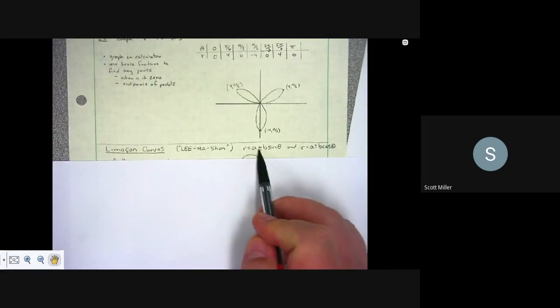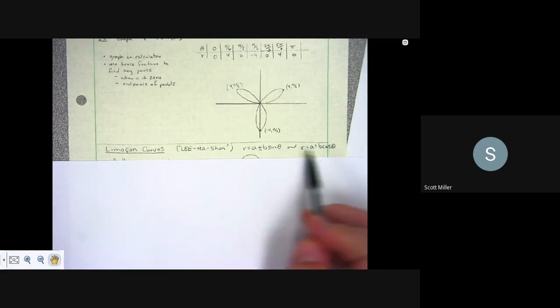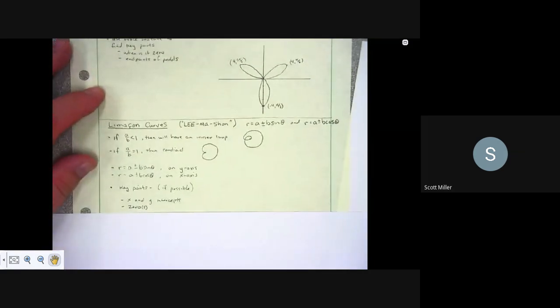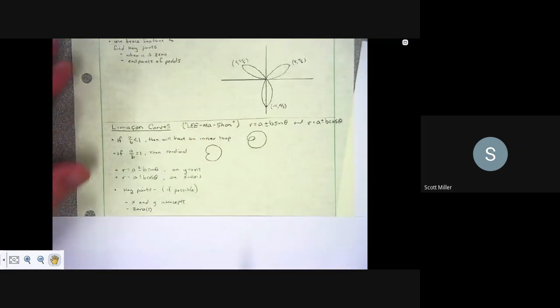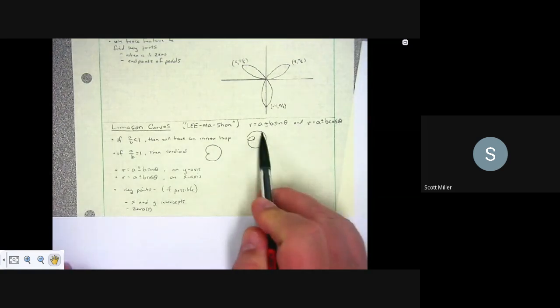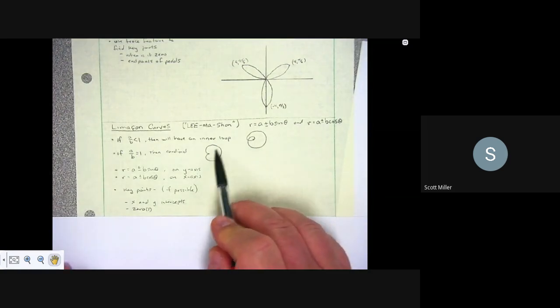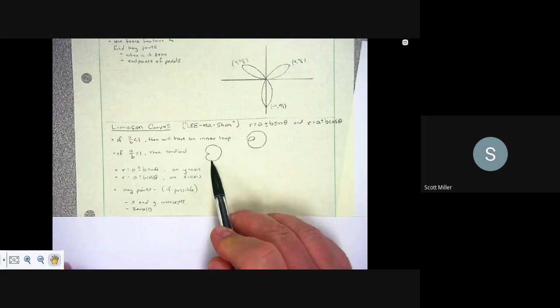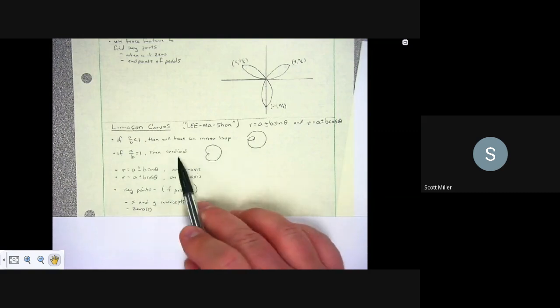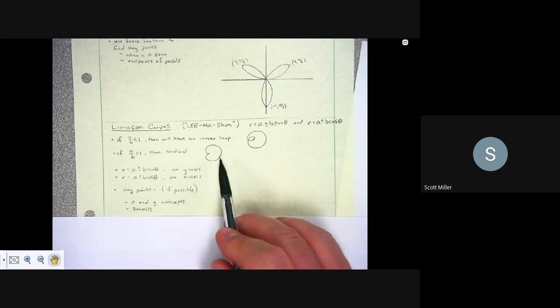This one right here, the Limaçon curve, has an A plus or minus a B times sine, or an A plus or minus a B times the cosine. And here's the key things about this one. You're going to have something that looks like this with an inner loop, or it'll come to a little point. It's called a cardioid because it looks kind of like a heart.